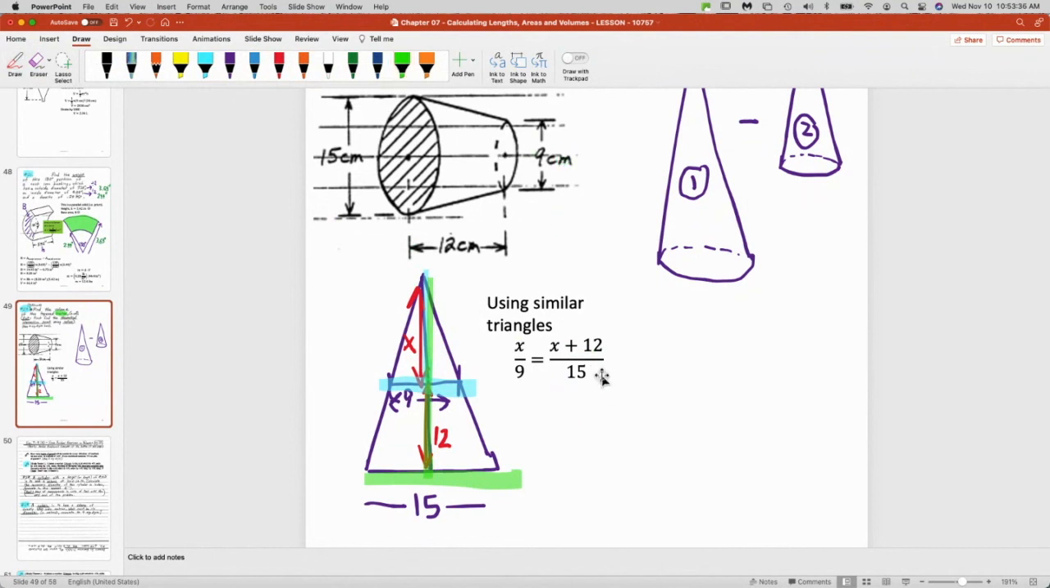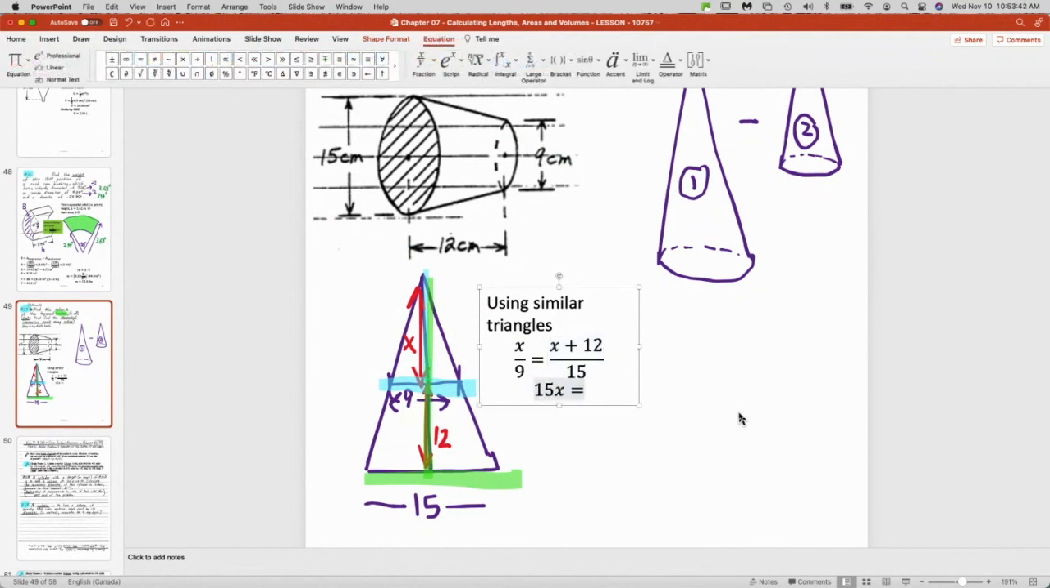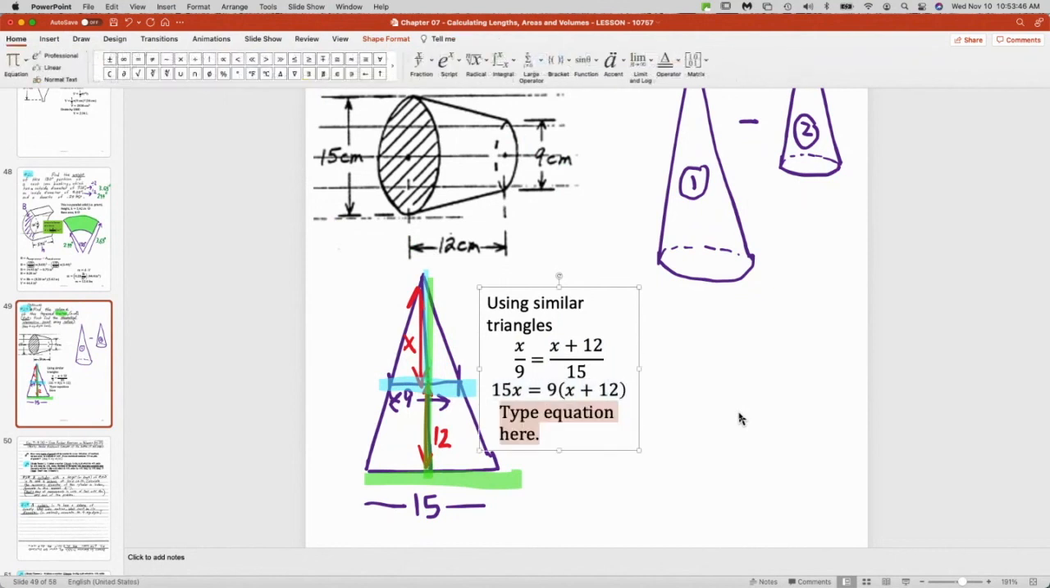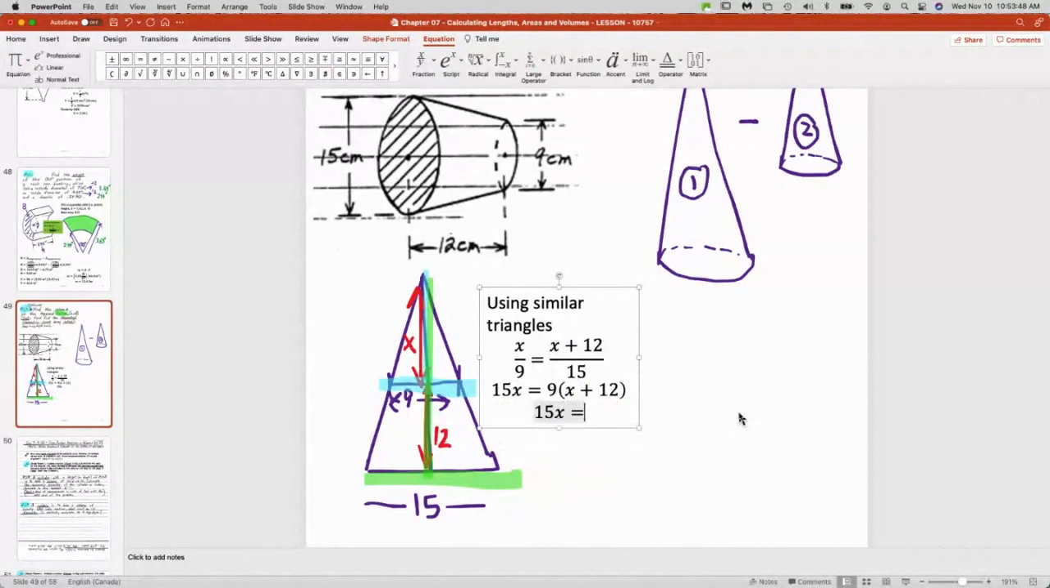Not very fun to do by hand, but I'll just cross multiply that. 15x equals 9x plus 108. Again, this one here is not for your test. This is just for enrichment for now. The worst case would be maybe on an assignment or something. So that's 6x equals 108.